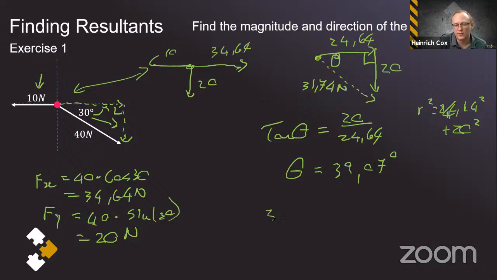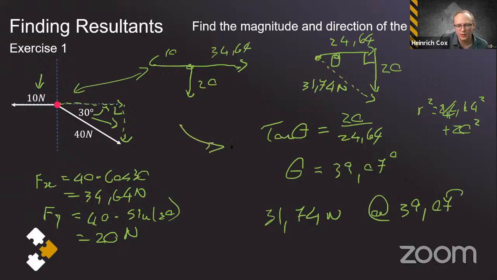And so this 31.74 newtons is at 39.07 degrees. And again, it's pointing somewhere in this direction. So that is east, then this is south of east. So this is south of east.